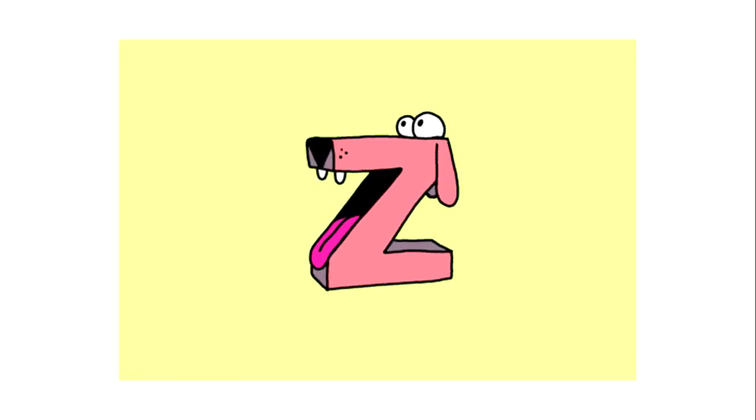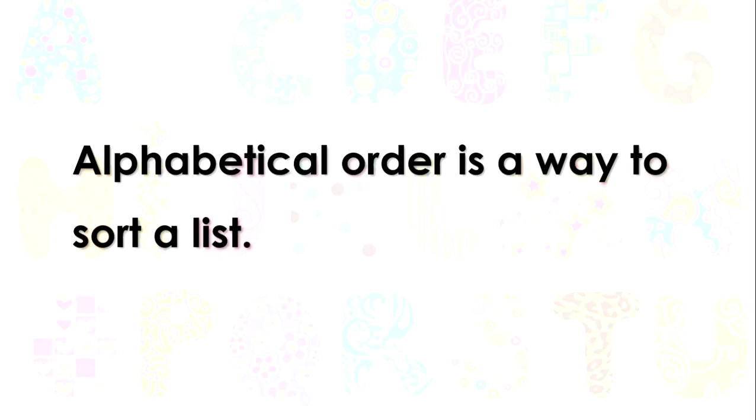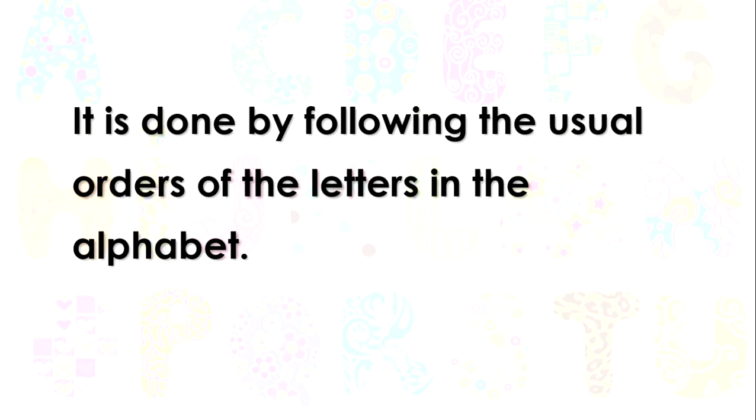So yes, we know that alphabetical order is a way to sort a list. It is done by following the usual order of the letters in the alphabet. So you have to know your alphabet in order to put things in alphabetical order. And today we're going to be focusing on identifying which letters come before and which letters come after.